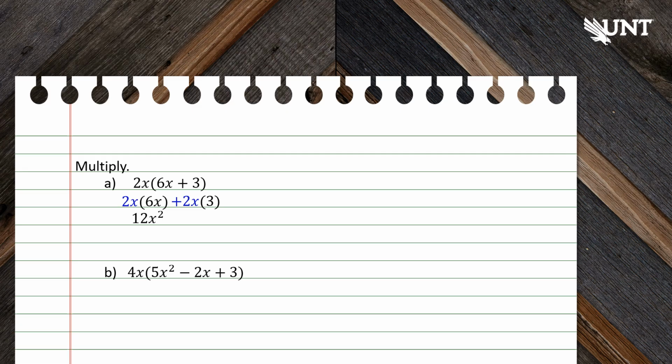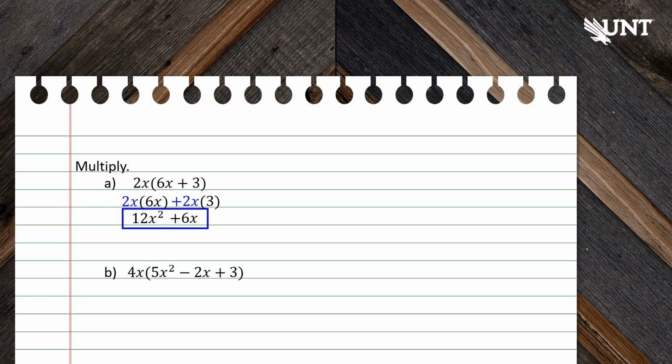The second term is made up of 2x times 3. Again, a term is glued together by multiplication, so we can reorder it or multiply our categories. In other words, 2 times 3 is 6, and we still have that x, so the second term simplifies to 6x. Our result of multiplication is 12x squared plus 6x.